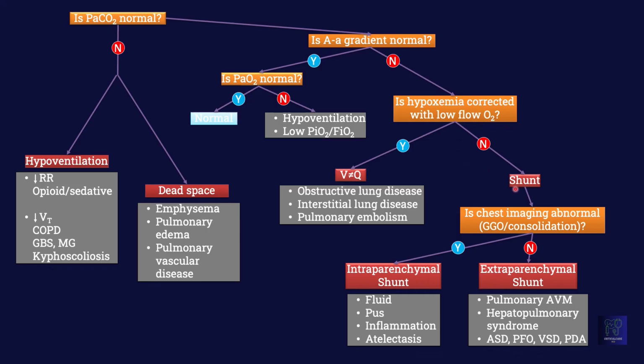So when you suspect shunt physiology, the main differentials are intraparenchymal and extraparenchymal shunt. To differentiate between these two, you need to get chest imaging, depending on the situation, either X-ray or CT scan. If you see a lot of ground glass opacities or consolidation, then that indicates an alveolar filling process that contributes to intraparenchymal shunt. If the chest imaging is normal or relatively normal, then you need to think about extraparenchymal shunt.